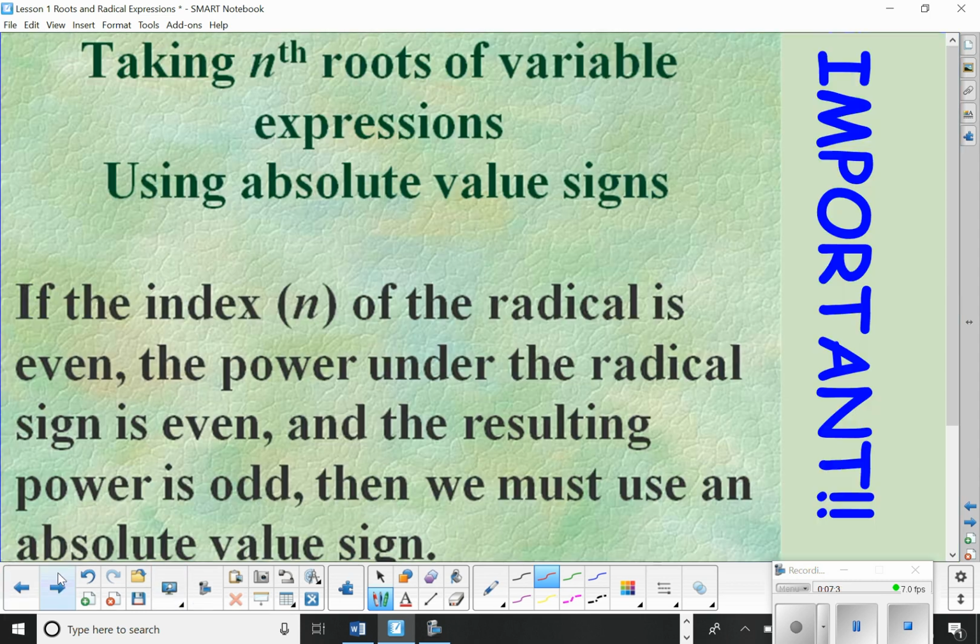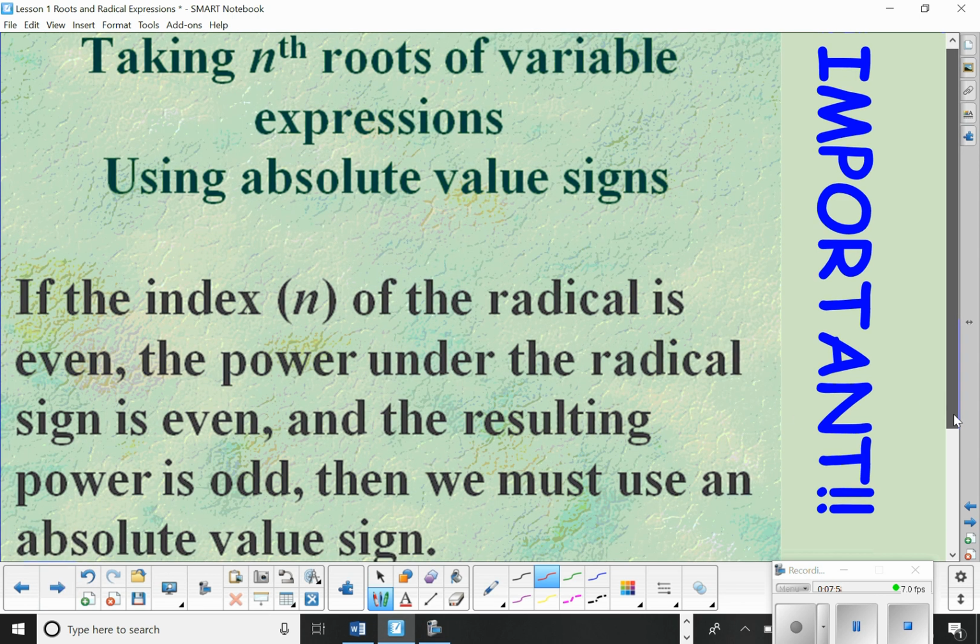Okay? Now, taking the nth roots of variable expressions using absolute value signs. This is important. If the index n of the radical is even, the power under the radical sign is even, and the resulting power is odd, then we must rewrite it using an absolute value sign. Sounds like a mouthful, and it sounds very confusing. Let's take a closer look.